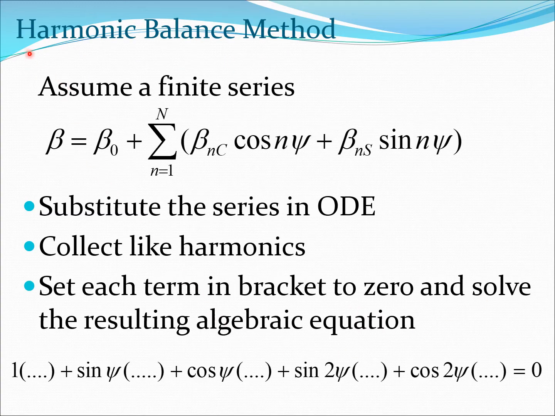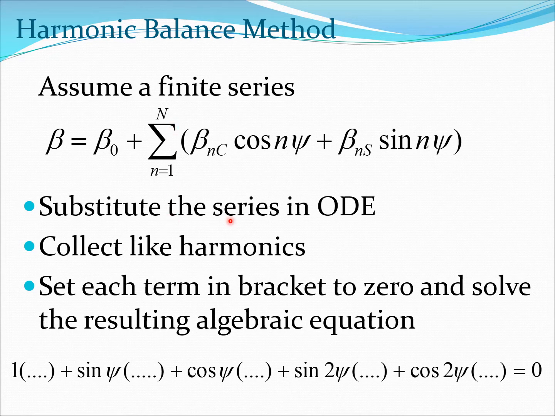So let us start with the harmonic balance method. Now here you assume a finite series. Note the word finite. So I have truncated this series to this capital N number of terms. Now in general the Fourier series would have infinite number of terms, but I don't have time to keep an infinite number of terms here. So maybe I take the first 5 terms or the first 10 terms of this Fourier series.